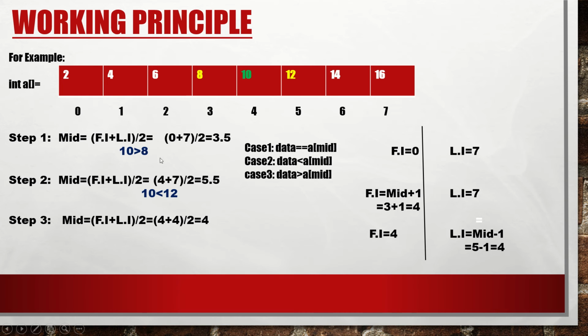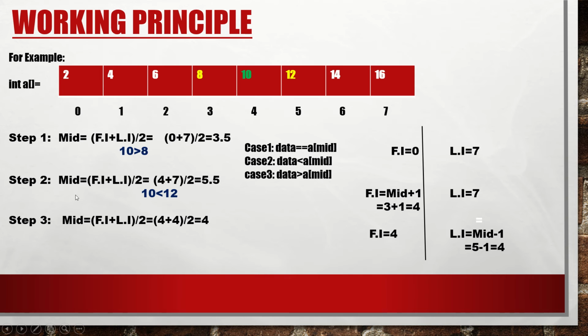Now, element to be searched, that is 10, greater than the mid, we will check in the right side of an array. Now see, first index was 0, last index was 7, the mid was 3.5. It will take the floor value, that is 3. Now 3, that means 8 is the mid value. Now 10 is greater than 8, element to be searched 10 is greater than the mid value. Okay, so we'll search in the right side of an array.